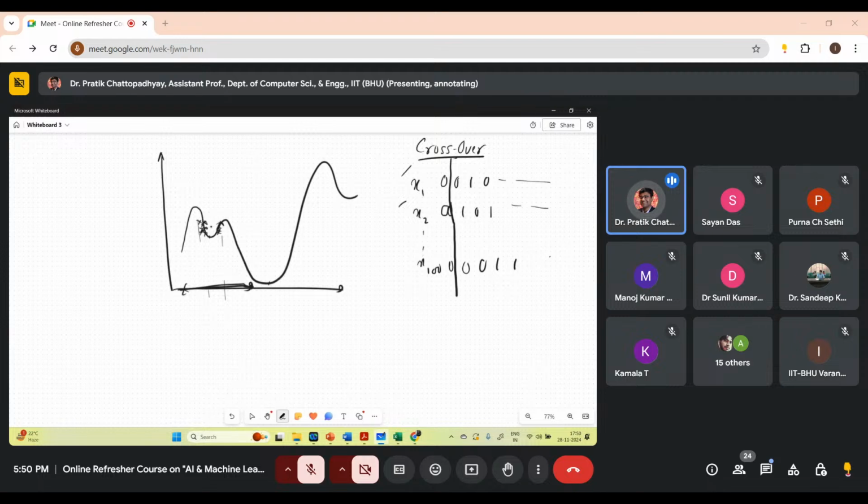So mutation helps in this aspect. If the population gets converged around the local optima, mutation can abruptly change the first bit to 1. So one solution can randomly and suddenly come here with mutation.